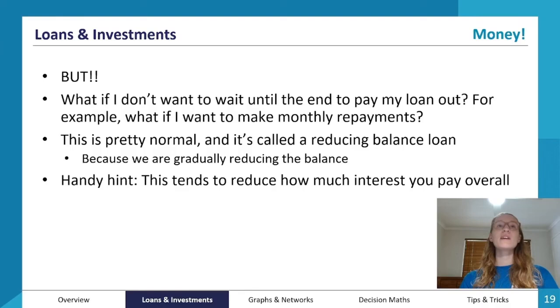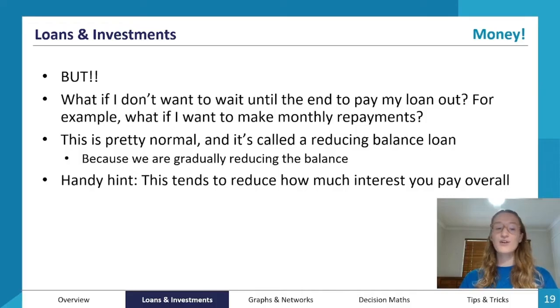But so we've been talking about compound interest, but what if we don't want to wait until the end to pay out my loan? We've been talking about scenarios where we have a loan and the interest accrues over 2 years, for example, and then we've got this lump sum and then you pay it out. But what if, for example, we wanted to make monthly repayments instead, which is actually quite normal for loans in real life. People often make weekly or monthly or fortnightly repayments on a car loan or a house loan. And that gradually reduces the balance of the loan over time rather than just paying it out all at the end.